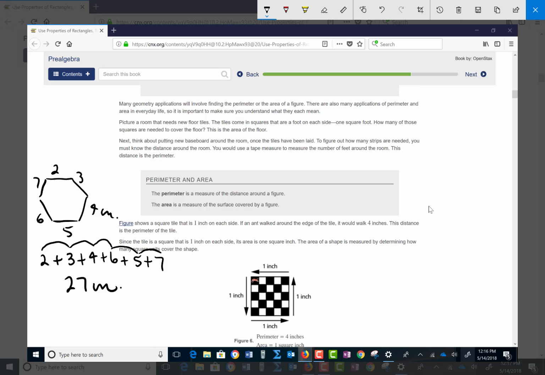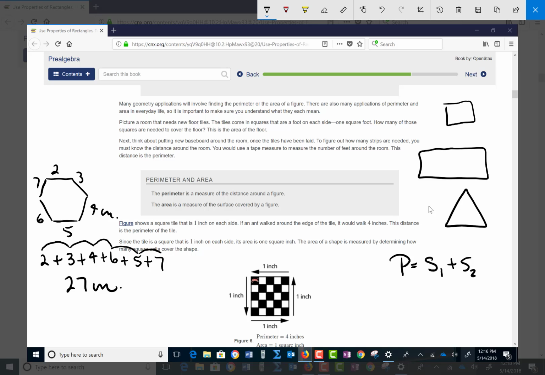You do have formulas for some basic shapes, and in this particular video lesson, we will talk about the square, the rectangle, and the triangle. And in the triangle, the formula for the perimeter, and you might want to write this down on a separate sheet of paper, is labeled as S1 plus S2 plus S3. And notice all you're doing, if this is side 1, side 2, and side 3, all you're doing for perimeter is you're adding the numbers up. So that's what the formula looks like for the perimeter of a triangle.